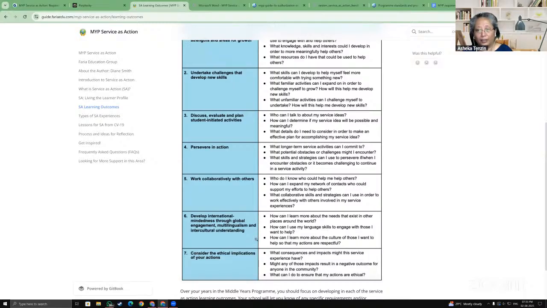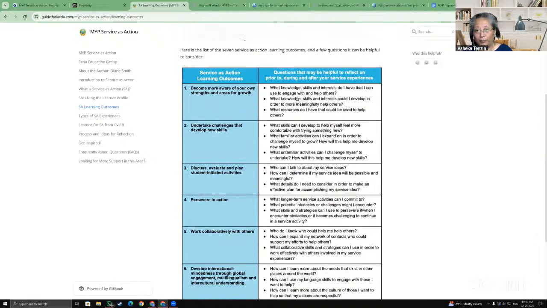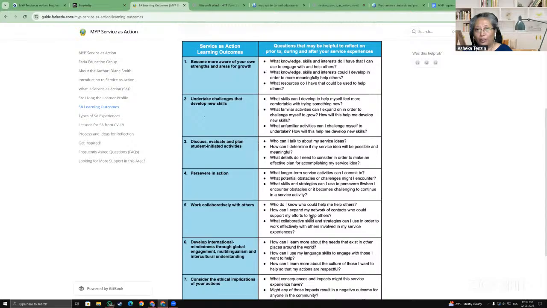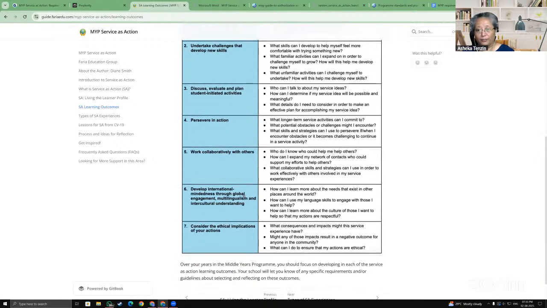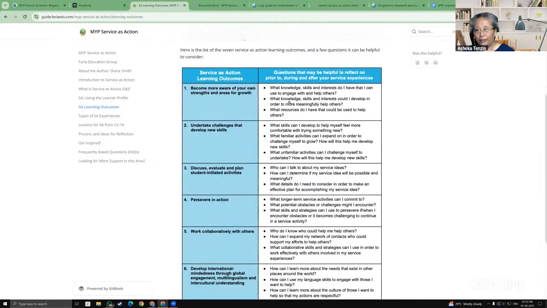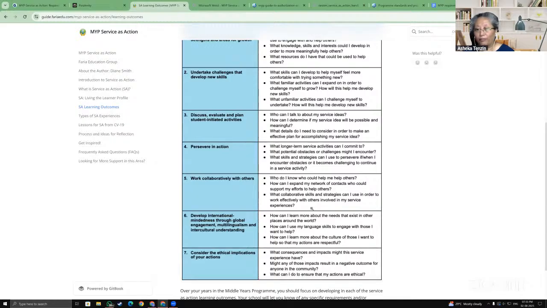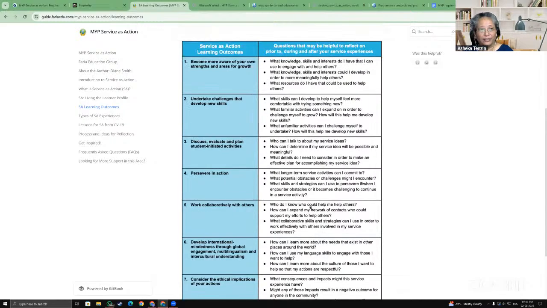So these are the 7 learning outcomes, and based on these outcomes, you should be planning something for your students for service learning. And these particular questions will help the students to reflect on these particular learning outcomes. Okay, so you can take some questions from here for the reflection part of the service activity.